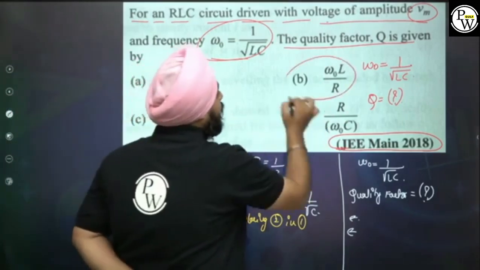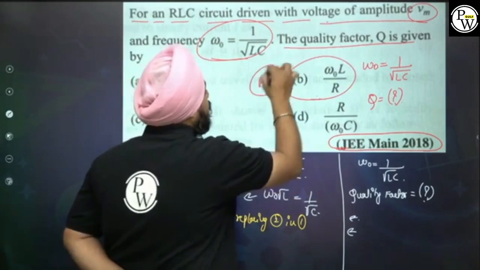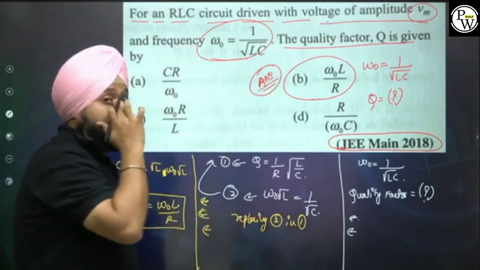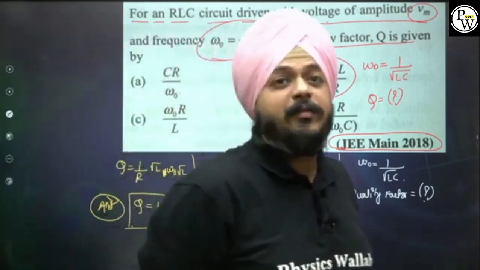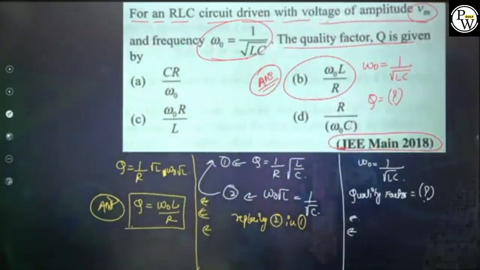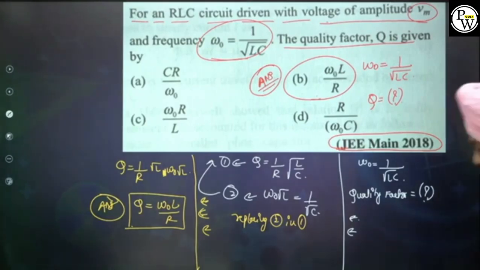B will be the perfect answer for this specific question. Yes or no, guys? B will be the perfect answer. I'm moving aside. You can just pause this video in the countdown of 10 seconds. We are moving forward to the next question. Come on, everyone, if you want to note it down, you can. 10, 9, 8, 7, 6, 5, 4, 3, 2, 1.